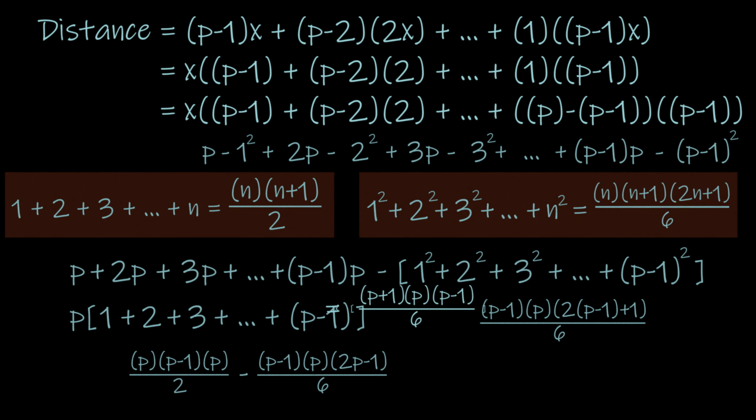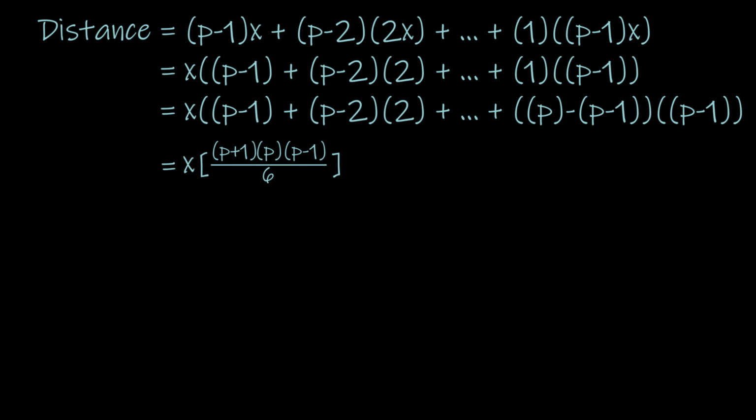Thus, we get that our total distance is equal to x times (p plus 1) times (p minus 1), all over 6, where x was the distance between adjacent points. And there you have it, the total distance between all pairs of evenly spaced points. We are now going to use this result to help us calculate the average distance between our points.